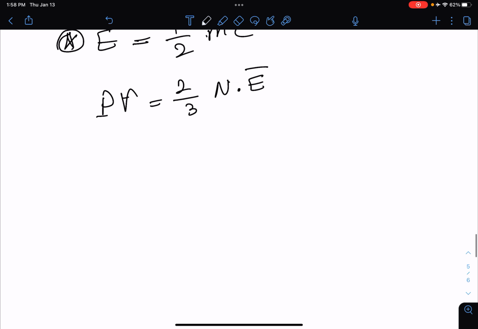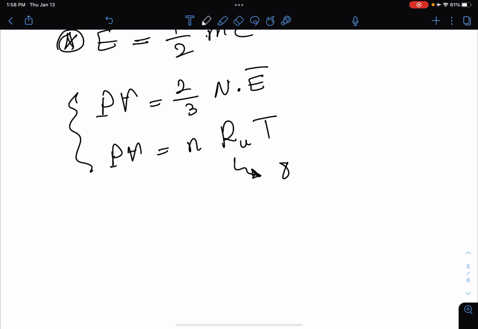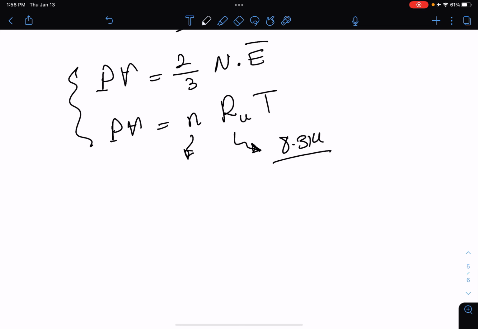And since we are dealing with gases, we also have the ideal gas law, which is PV equals n multiplied by the universal gas constant multiplied by temperature. So we have temperature present here in the ideal gas law. What is the universal gas constant? Does anyone remember? The number, yeah. 8.314. Exactly, this is the universal gas constant. And what is the n here? Number of moles present in the system, exactly.